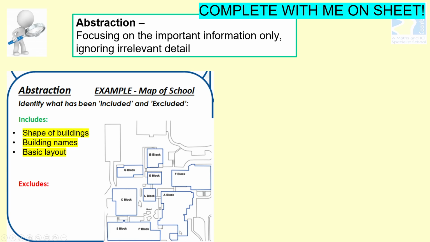And think, what has been removed? What irrelevant detail has been removed? Well, there's no colours, there's no grass or green areas, there's no people or animals. Objects such as bins, benches have all been removed because they are not relevant for a diagram of the school, the layout of the school. So we focused on the important information and we've ignored or removed the irrelevant detail. Write this on your sheet now.